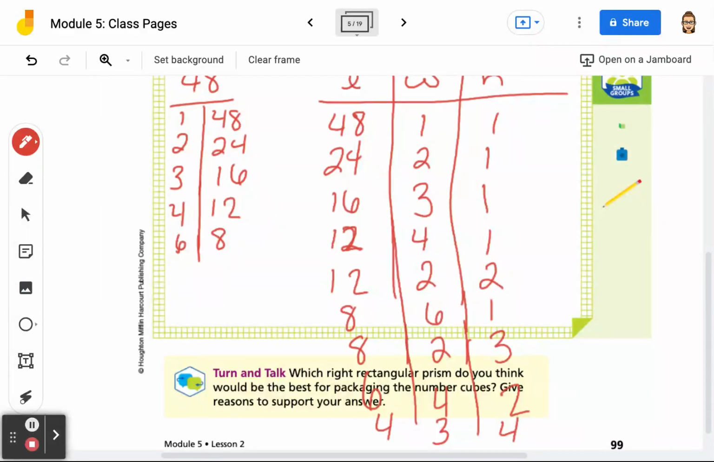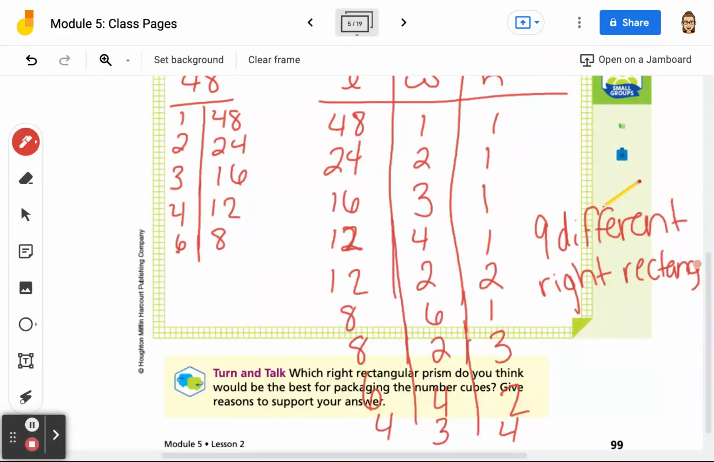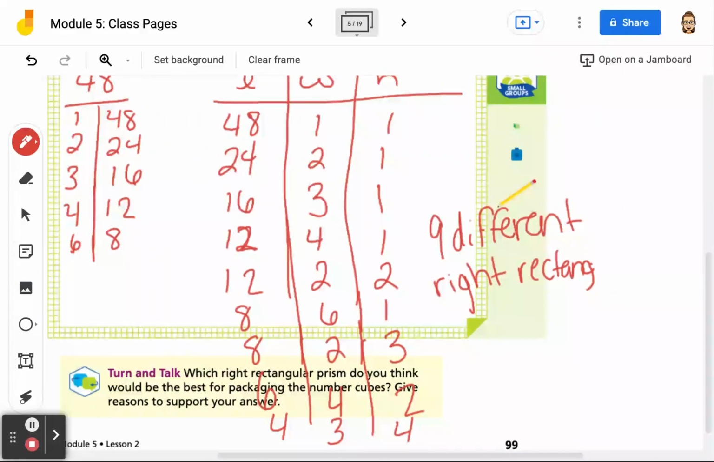So 1, 2, 3, 4, 5, 6, 7, 8, 9. There are 9 different right rectangular prisms. Then we go on to the next page.